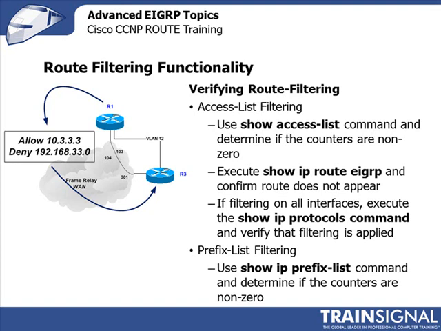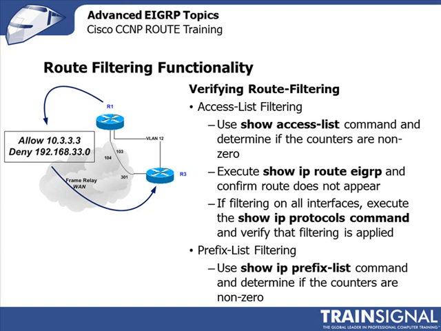First, if you're using access lists, do the show access list command. The access lists that you're using should have some incrementing value if they're matching what you intended. You could do show IP route EIGRP and make sure the routes that you're trying to filter are indeed missing from the routing table. If you're filtering on all interfaces, you can use the show IP protocols command and it will actually show you that there is a filter list applied. If you're just doing it on one interface, it won't show up in show IP protocols, but you will be able to verify it if it's on all of them.